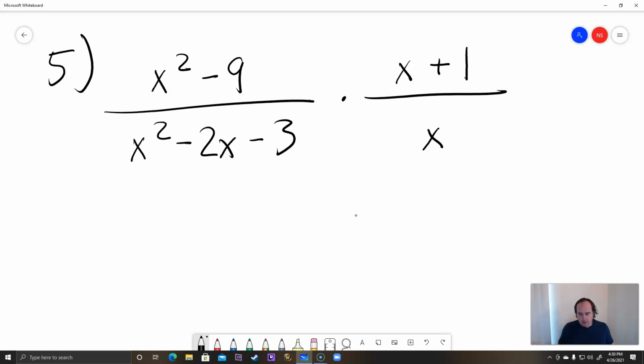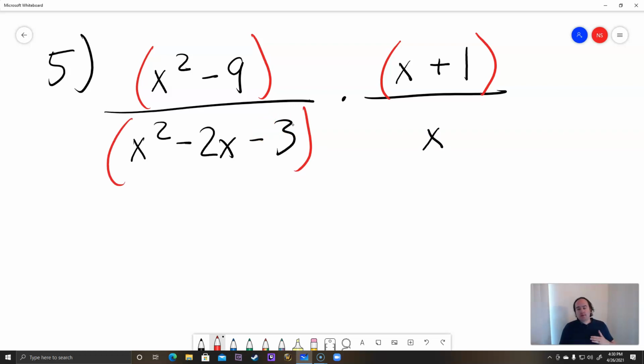So just like before, if you have more than one term, you need to put parentheses around it. We've got the x squared minus 9. That has more than one term, so we put parentheses around it. Top right, we have x plus 1. That has more than one term, so we put parentheses around that one. And then bottom left, x squared minus 2x minus 3 also has more than one term, so we put parentheses around that one.